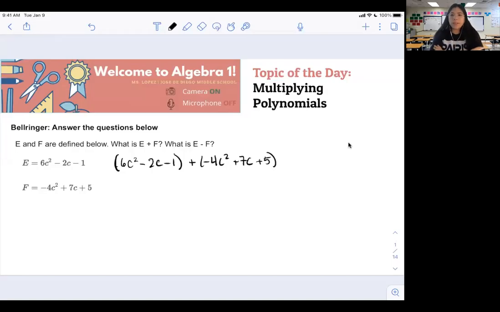What do I start with? What do I look for? I'm adding these together, so what do I do first? Find like terms. Okay. Name me a pair of like terms.